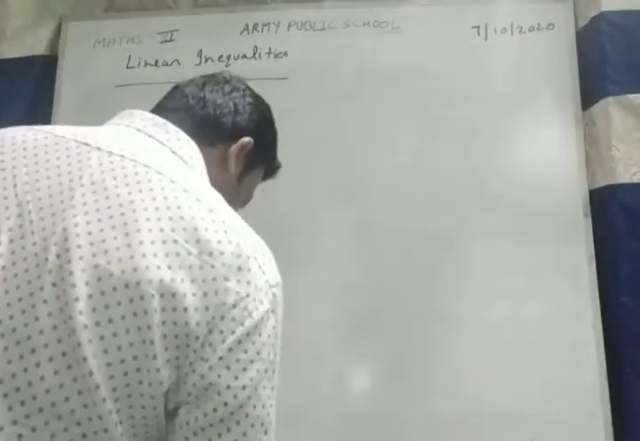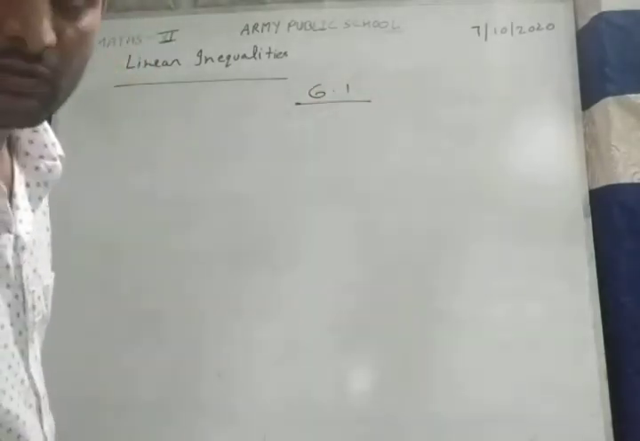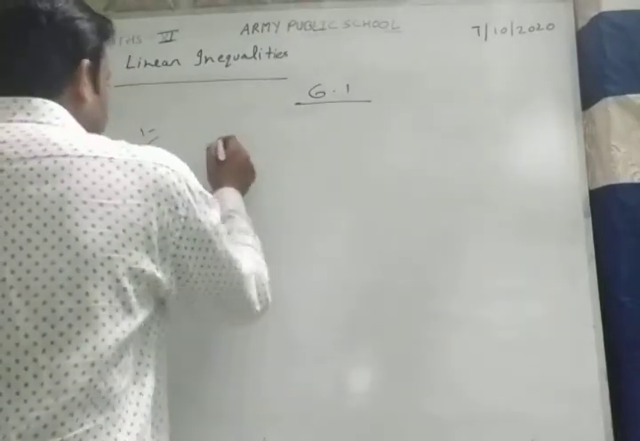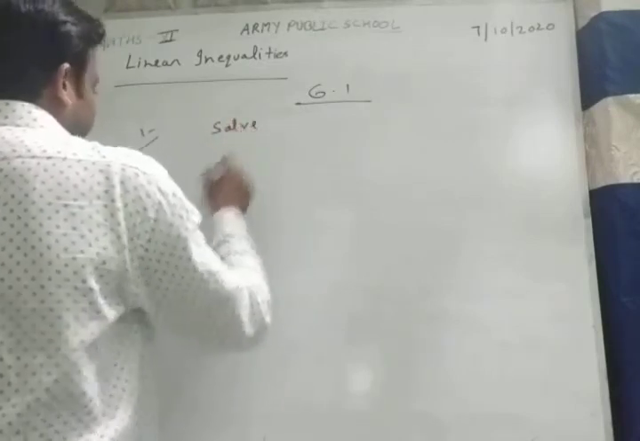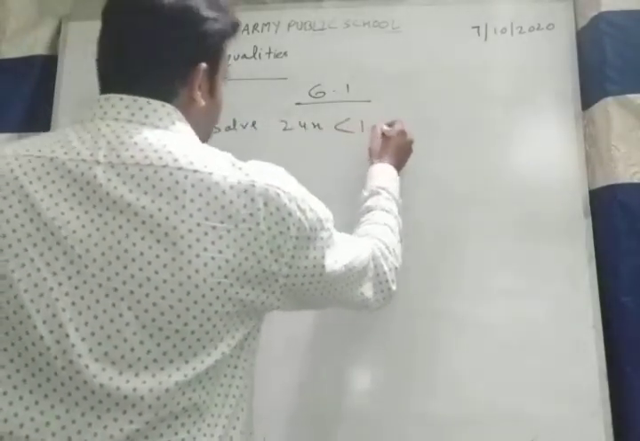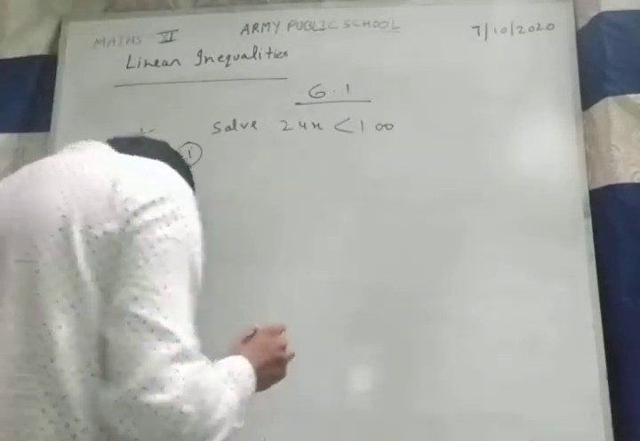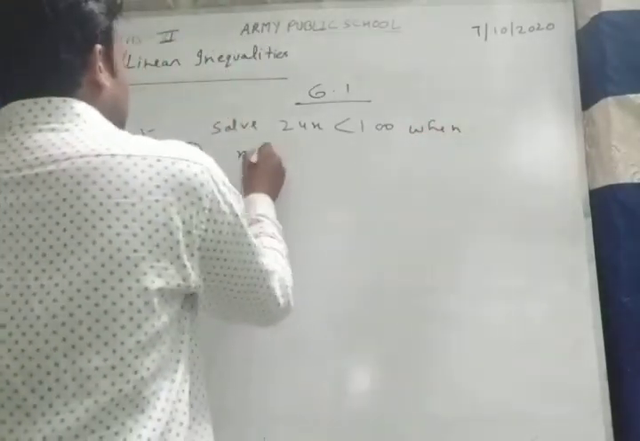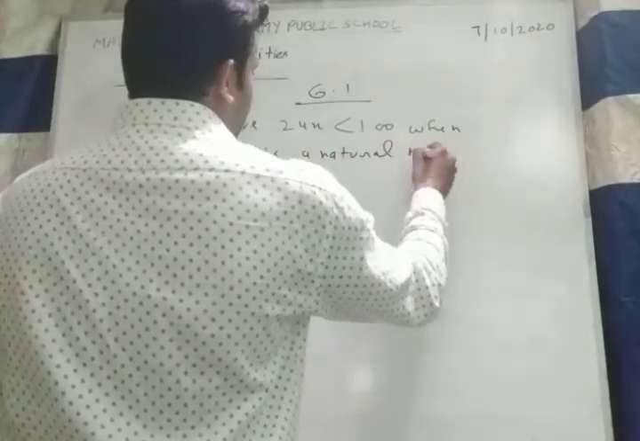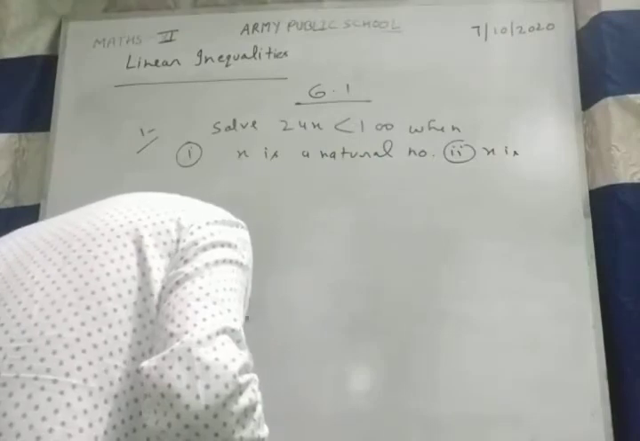So let's start exercise 6.1 of your NCERT book. First question. What is given in this question? Solve 24x less than 100. First, when x is a natural number. Second, x is an integer.